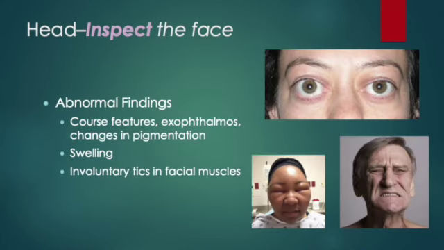Now we're going to inspect the face, and mostly we're looking for symmetry and trying to determine if there are any abnormal findings. We're looking for things like coarse features. Exophthalmos, which is this first picture here. Some people call this bug eyes. We see this protruding of the eyeballs. Most of the time, it's associated with hyperthyroidism, so too much thyroid hormone.